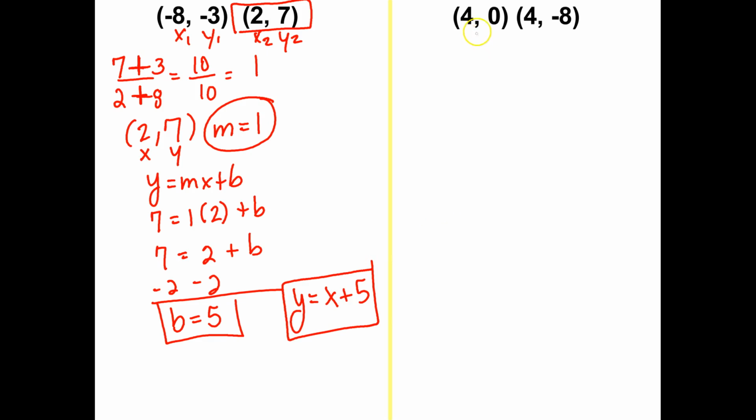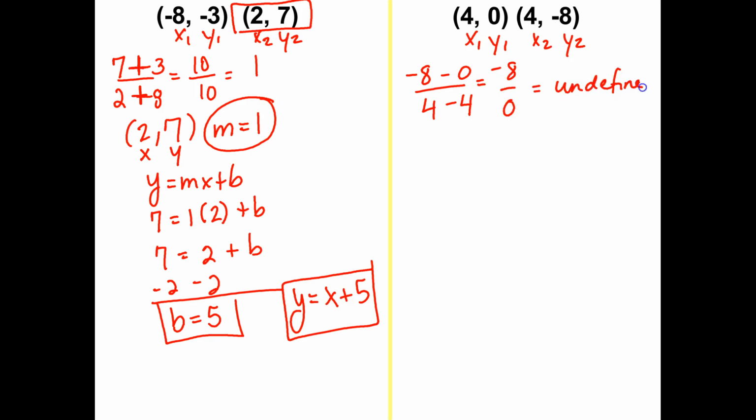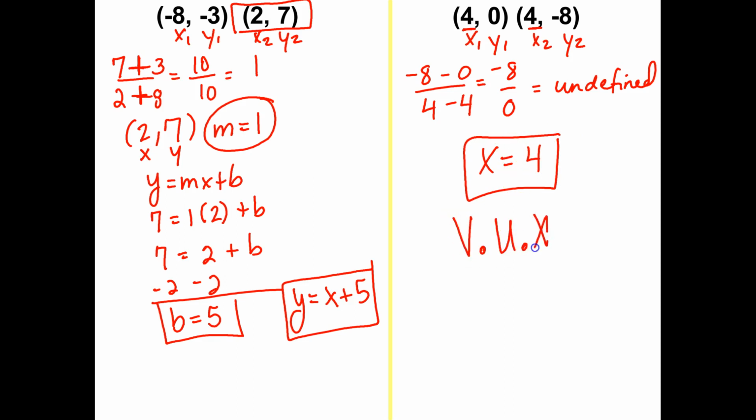All right, find the slope again. X sub 1, y sub 1, x sub 2, y sub 2. We end up with negative 8 minus 0 over 4 minus 4. What did I show you in the last video? Negative 8 over 0. This is an undefined slope. Same numbers in the x's, that's how I know it's undefined. And therefore, my answer is just simply x equals 4. Remember, undefined slope: VUX.